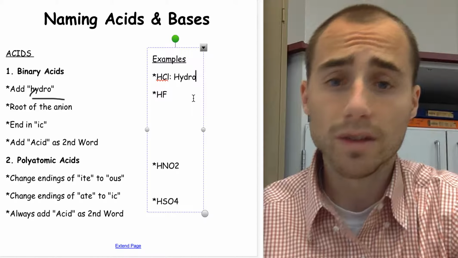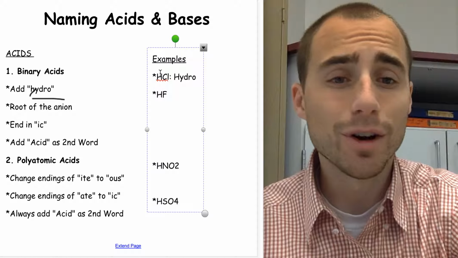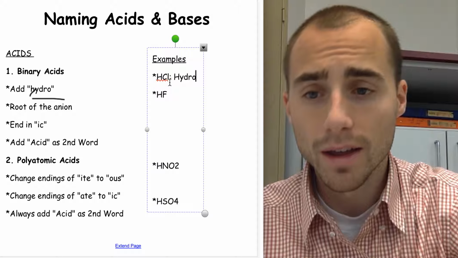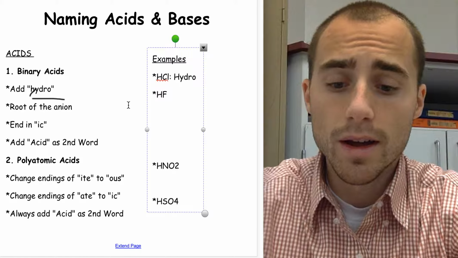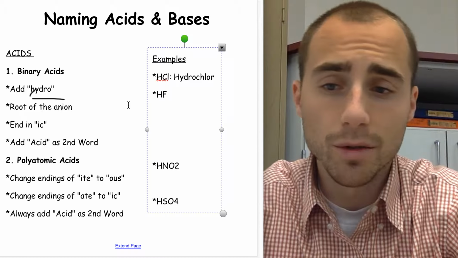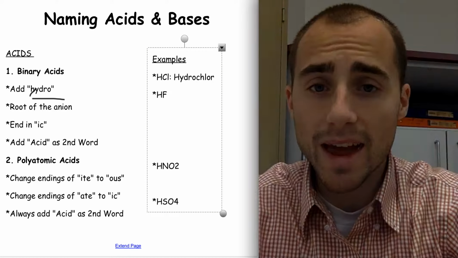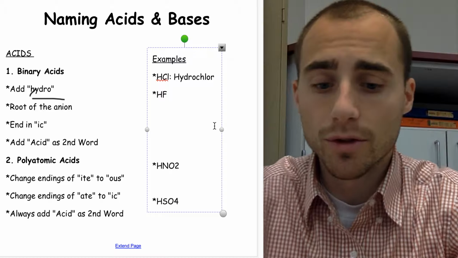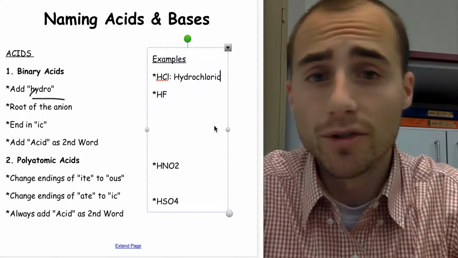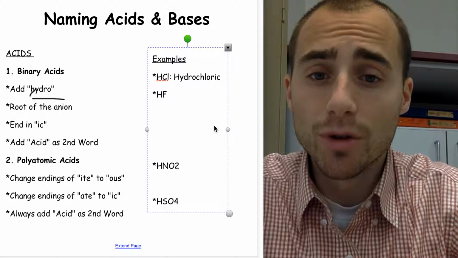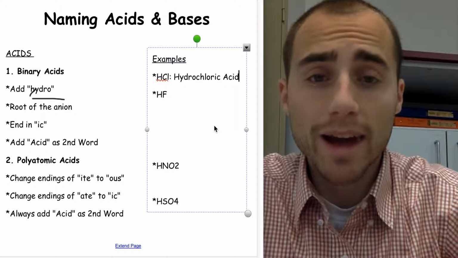Our second step, we want the root of the anion. Now remember, the anion is what's negatively charged. It's never going to be hydrogen. Hydro represents hydrogen. The root of the anion is always just going to be whatever that second element is. So hydro, and then chlor would be the root of that anion because we have chlorine. And then we want to make sure we end it in ic, so hydrochloric. So instead of ending it in hydrochlorine or hydrochlorite or hydrochlorate, we're ending it in ic, so hydrochloric, and then you just add acid as the second word. So hydrochloric acid would be our first example.